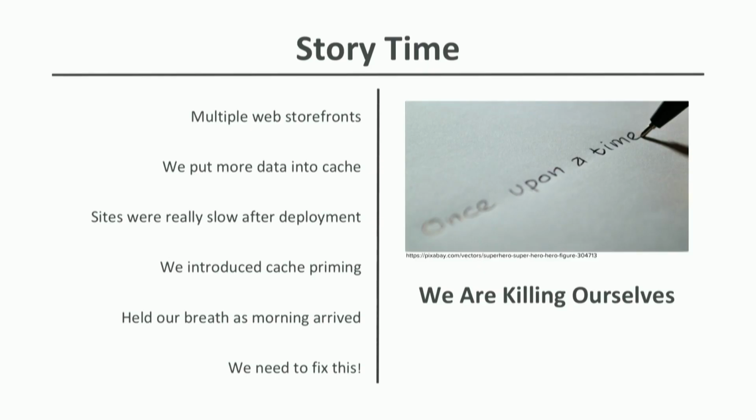And we basically continued to grow. We had multiple web storefronts. We put more and more data in the cache. The sites were always slow after deployment. If we're deploying at night, like 12, 1 o'clock in the morning, we would flush the cache, and then we would have to prime the cache prior to production coming on in the morning. So our sophisticated priming mechanism was to get a bunch of people on the website and just click around pages, and that's how we did it for a while.